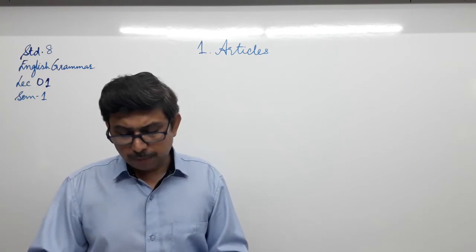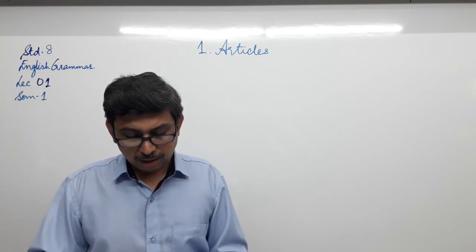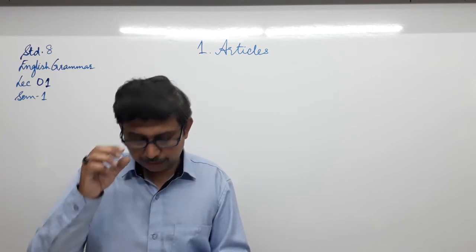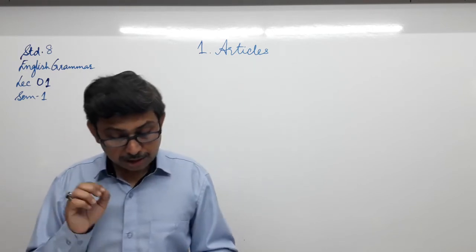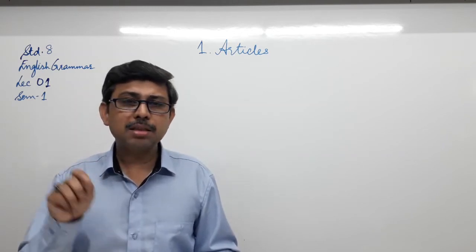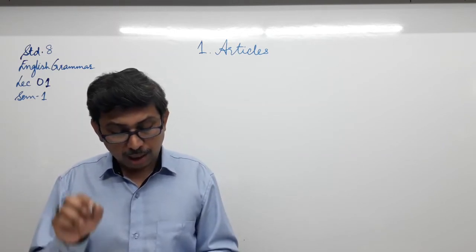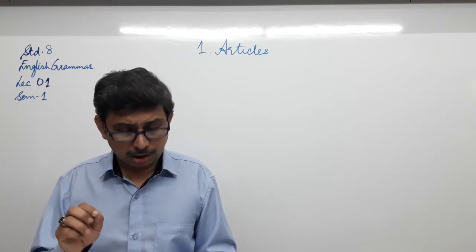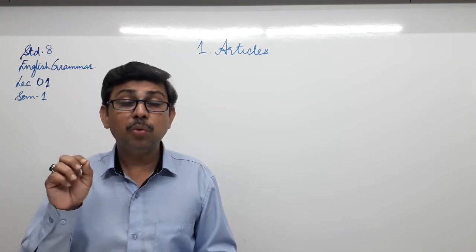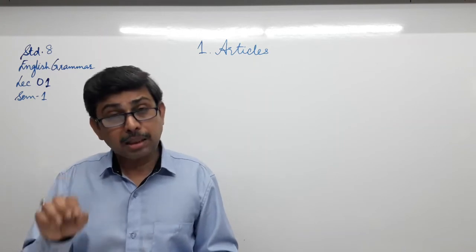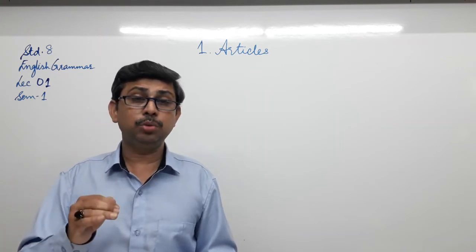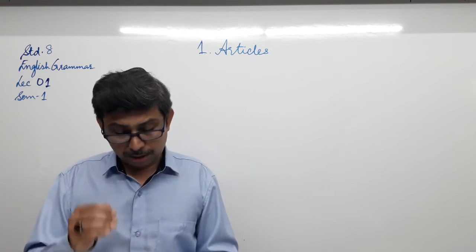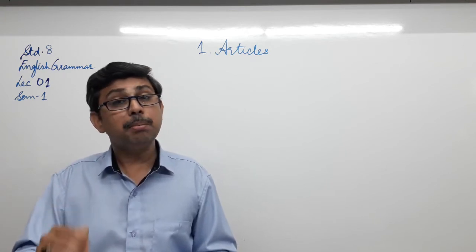A can be used before the words conferring respect or title, that is Mr., Mrs., Miss, plus surnames. Be very sure about this. The article a can be used before Mr., Mrs. and the word Miss. Three words. But along with the surname. So whenever you use the word Mr., Mrs. or Miss along with somebody's surname.